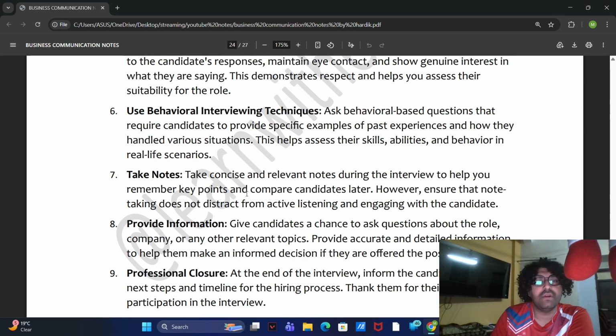Use behavioral interviewing techniques. Ask behavioral based questions that require candidates to provide specific examples of past experiences, how they handle various situations. This helps assess their skills, abilities, and behavior in real time scenarios.